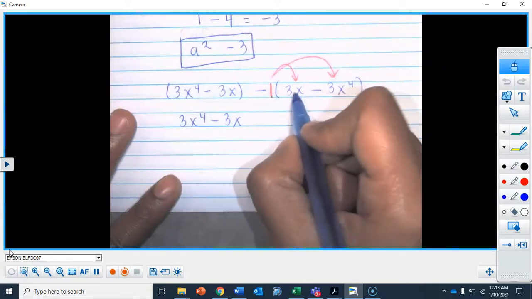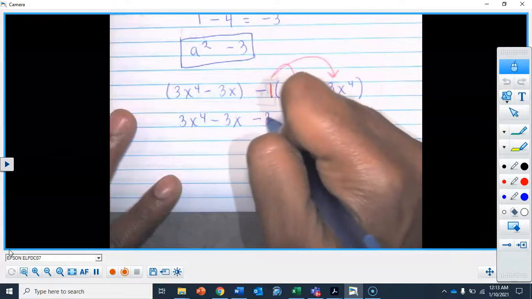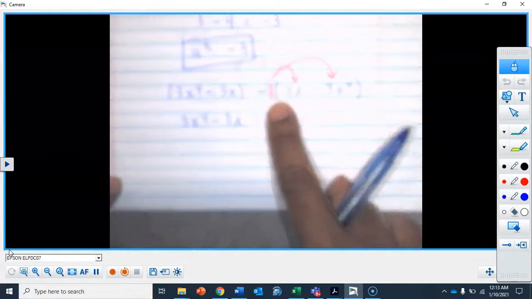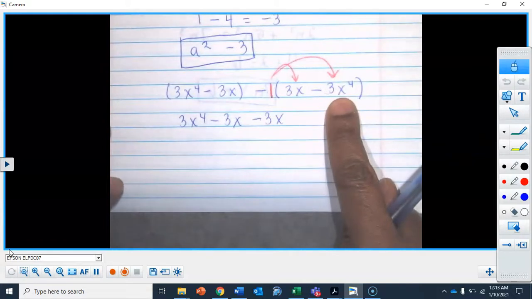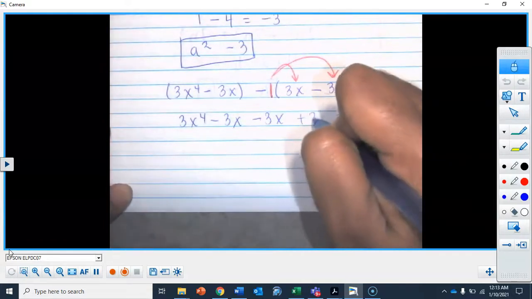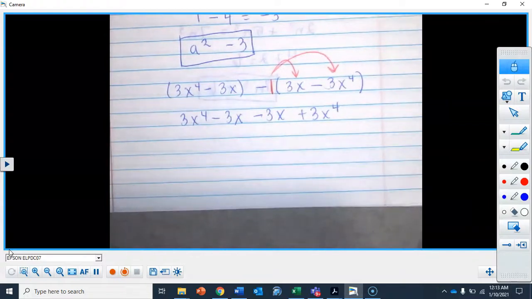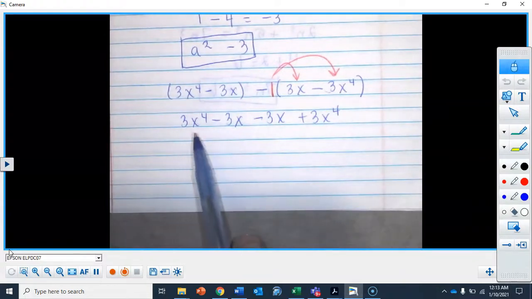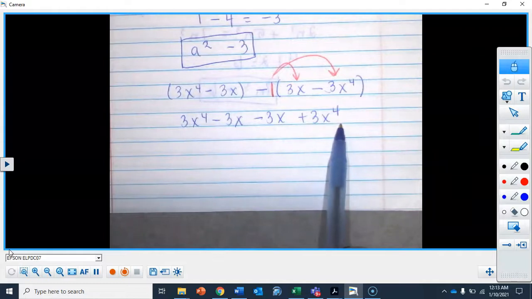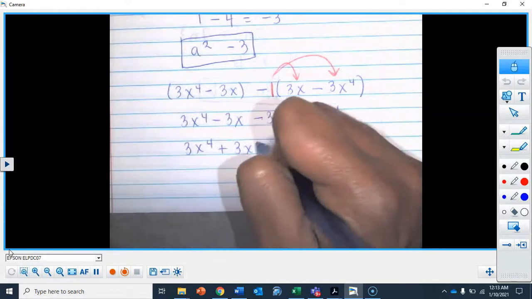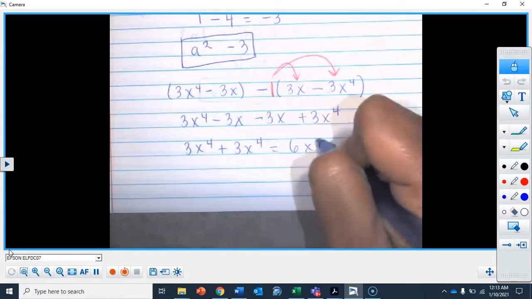So negative 1 times 3x is negative 3x. Negative 1 times negative 3x to the fourth becomes a plus 3x to the fourth. All right, and here we go. So now when we combine like terms, notice our highest degree here is x to the fourth. So I'm grouping them, 3x to the fourth plus 3x to the fourth. You should get 6x to the fourth.